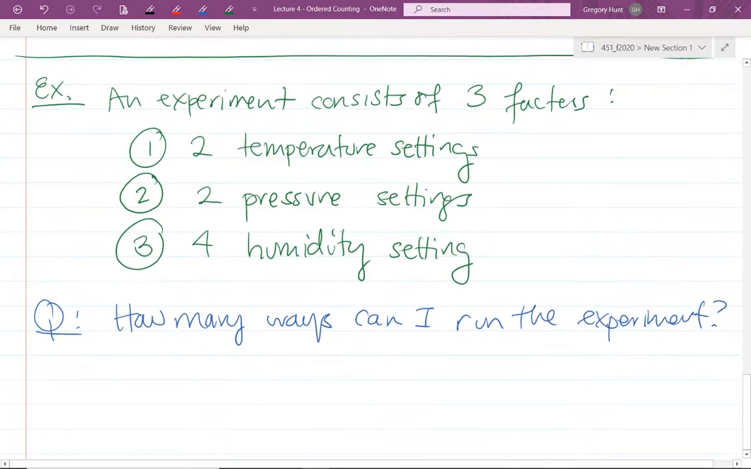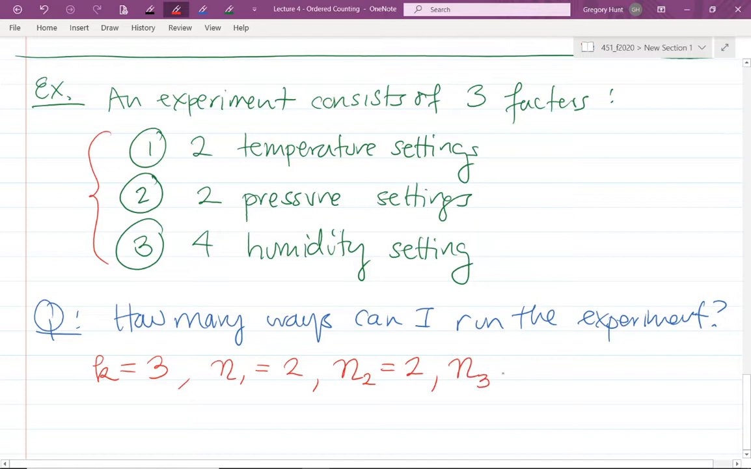So take a minute and think about, you can pause the video and think about what the answer here is. In this case, I have k equals three subtasks. The number of ways to do the first subtask is two. The number of ways to do the second subtask is also two. And the number of ways to do the third subtask is four.